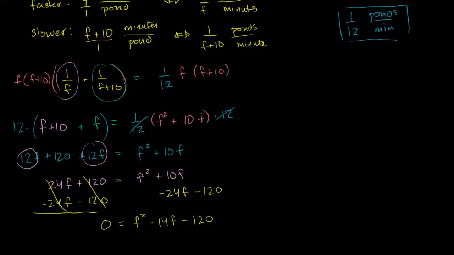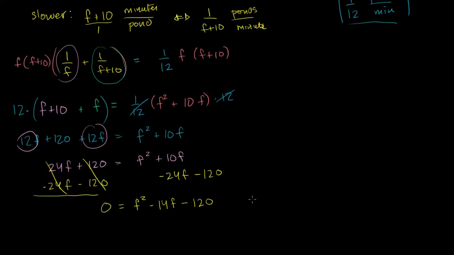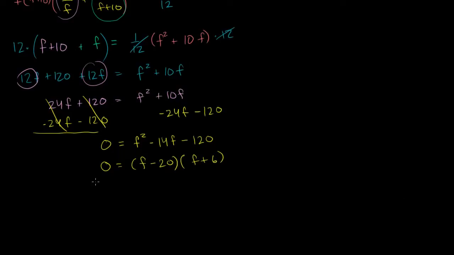Now, we could factor this. Let's see, if you do 20 times 6, yeah, that looks like it would work. So negative 20 and 6, when you take their product, give you negative 120, and negative 20 plus 6 is negative 14. So we could factor this right-hand side as 0 is equal to f minus 20 times f plus 6. And the only way that that's going to be equal to 0 is if f minus 20 is equal to 0, or f plus 6 is equal to 0.